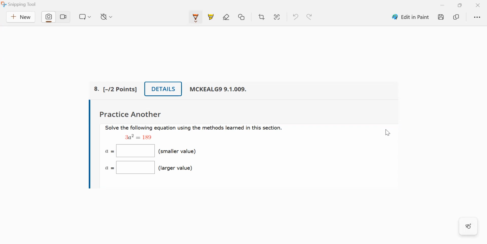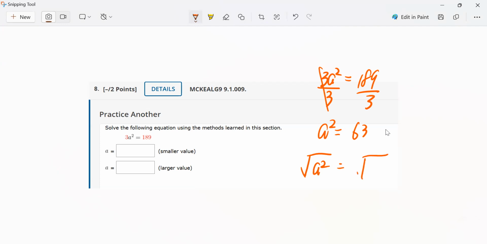Let's go over the solution. First of all, divide both sides of the equation by 3, so cancel 3, and we get a squared equals 63. Now we take the square root from both sides of the equation, and you put plus minus on the right hand side. This is important, because a squared equals 63 has two solutions, one positive, one negative. So you want to make sure you put both solutions.